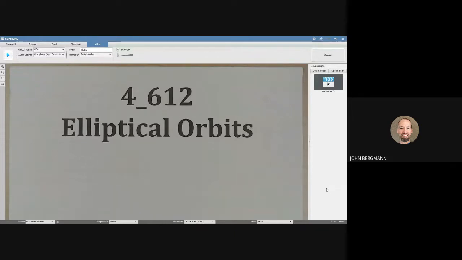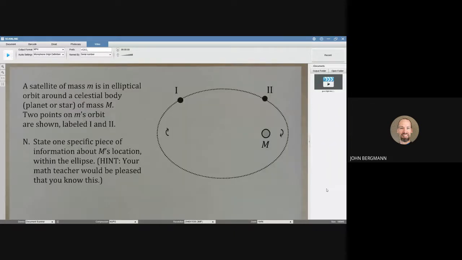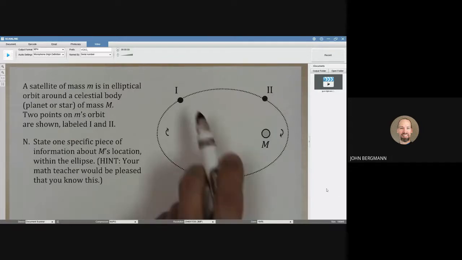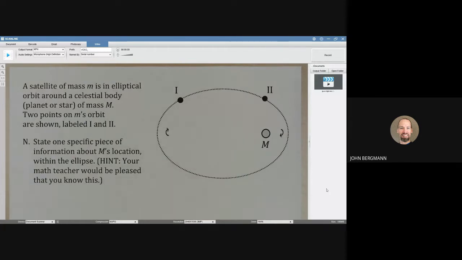This video is on elliptical orbits. A satellite of mass m is in elliptical orbit around a celestial body, planet or star, of mass M. Two points on m's orbit are shown, labeled 1 and 2. State one specific piece of information about M's location within the ellipse.